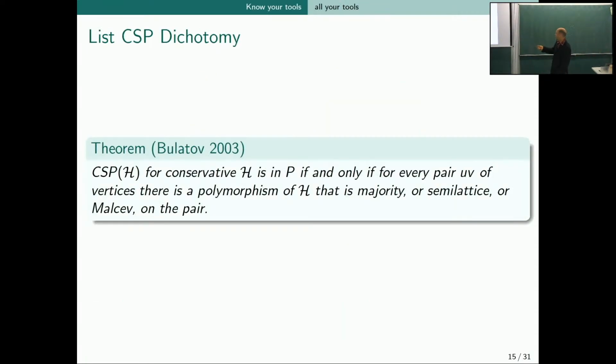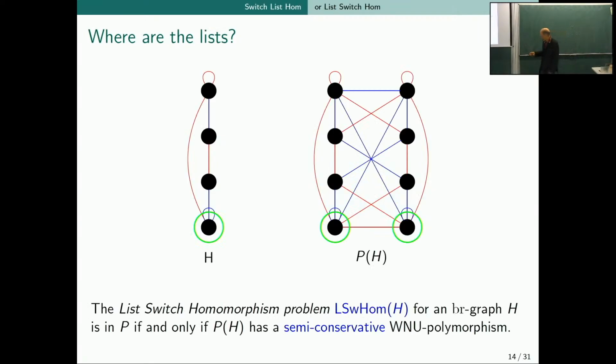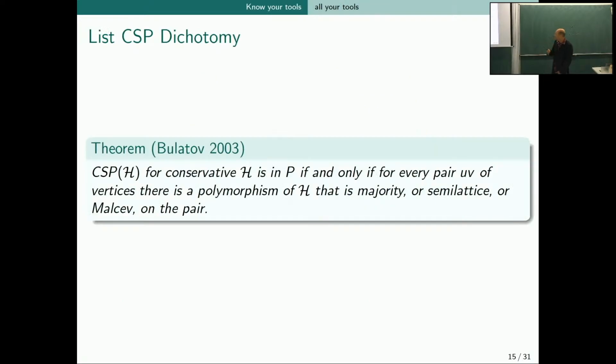Okay, so this is the problem we're interested in now. We're interested in finding, for BR graphs, when this switch graph has a semi-conservative WNU polymorphism. There's a lot known about list homomorphism. We're not exactly dealing with a list homomorphism problem here, but we're very close to it, so we're going to borrow some tools from what's known about list homomorphism, so we should know those tools.